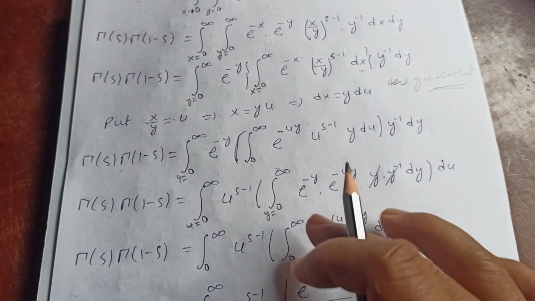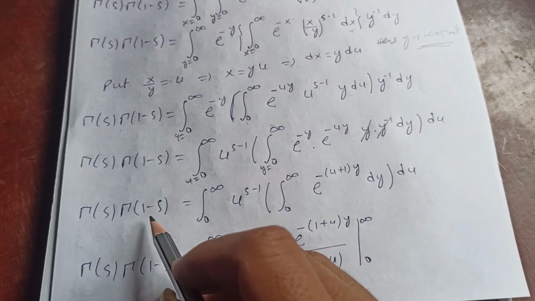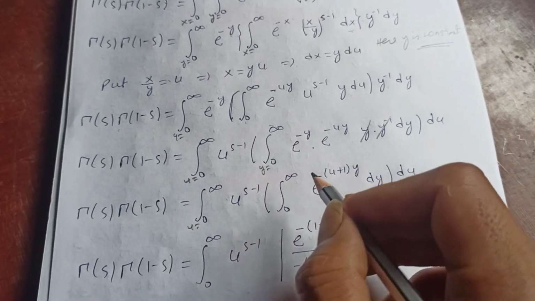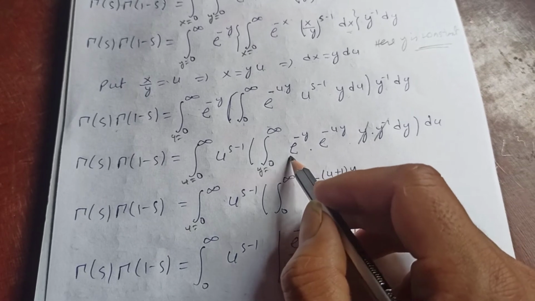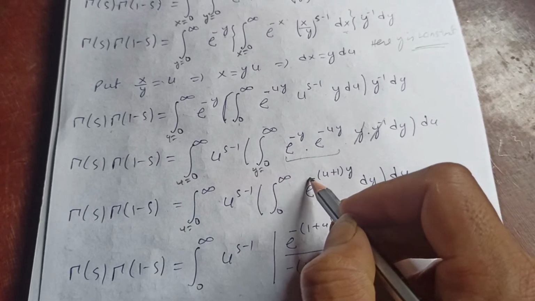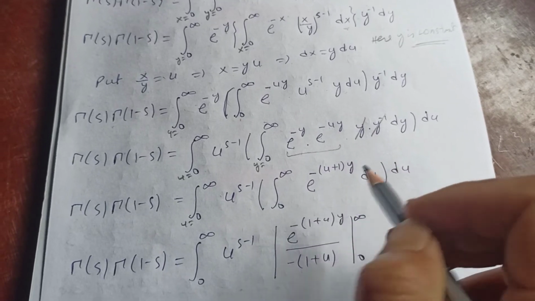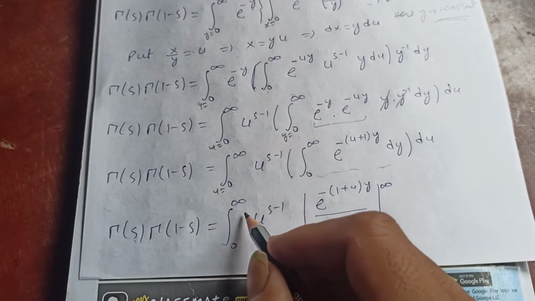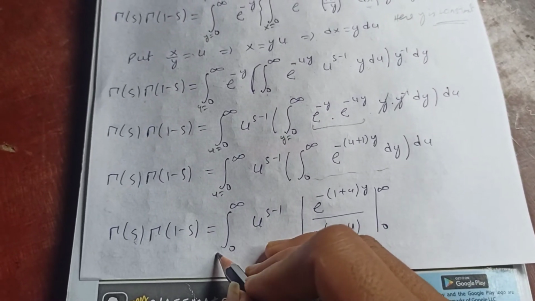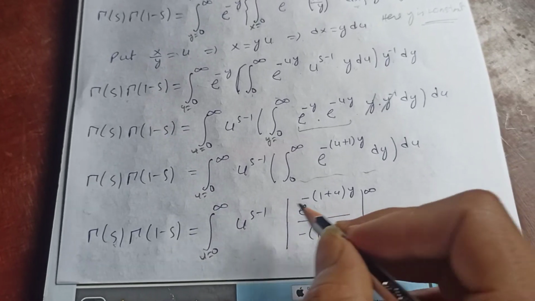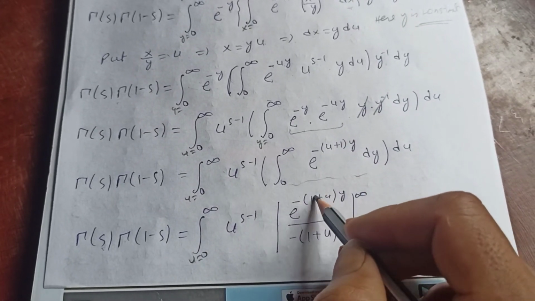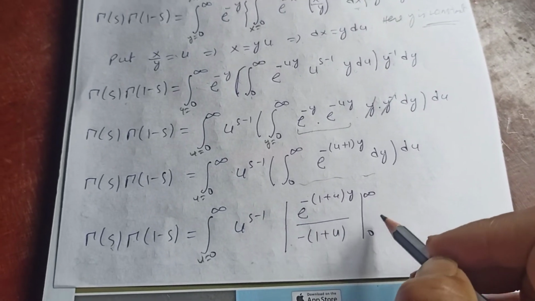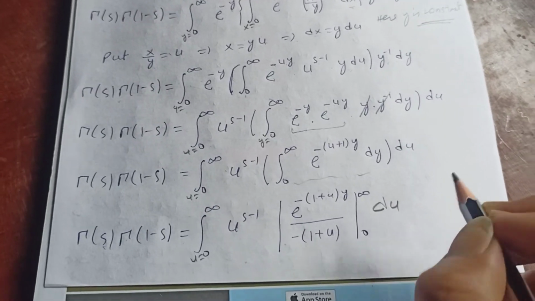These two y factors get cancelled. Therefore gamma s times gamma 1 minus s is the integral from u equal to 0 to infinity of u to the s minus 1 and the integral from 0 to infinity. Now using the exponential law, it will be e to the negative 1 plus u times y dy, and du. Now this is easy to integrate. Gamma s times gamma 1 minus s is the integral from 0 to infinity, this is for u, of u to the s minus 1 times the integral of e to the negative 1 plus u times y, which gives e to the negative 1 plus u times y upon negative 1 plus u, from 0 to infinity, and du. Don't forget du.